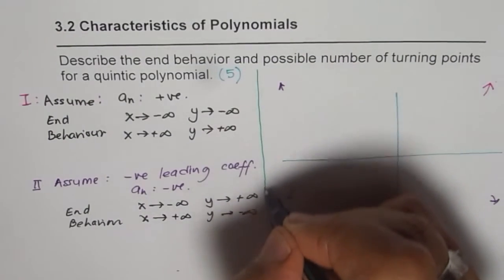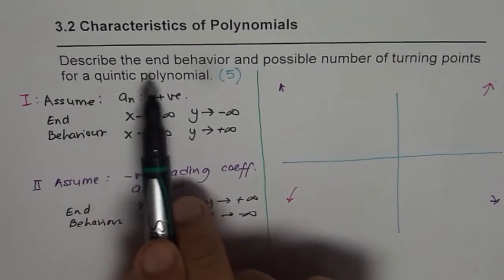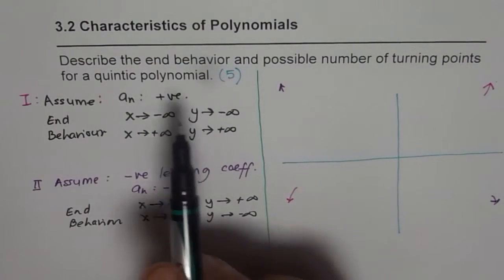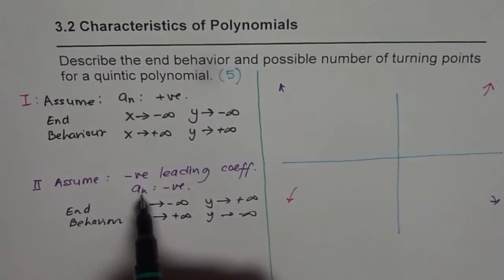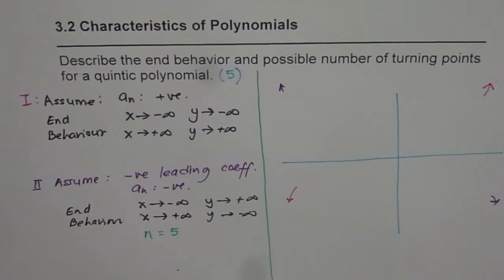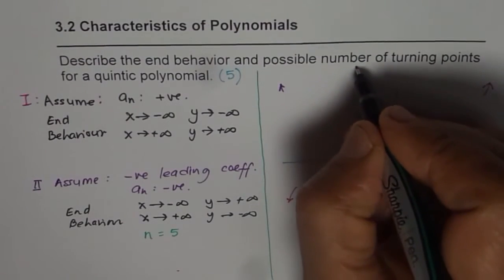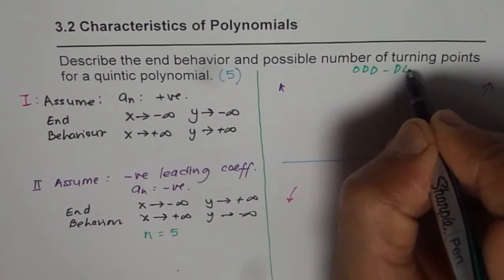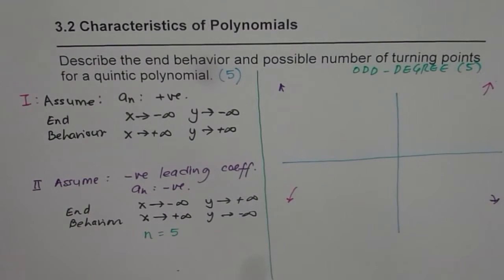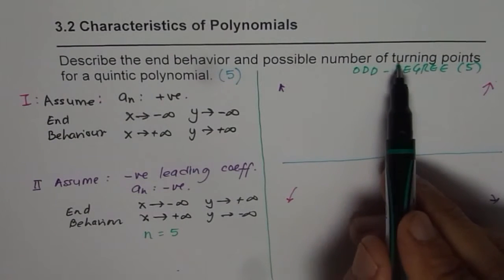Now, we have answered one part of the question, that is, describe the end behavior and possible number of turning points for a quintic polynomial. So we know we are talking about a5, so in our case, n equals 5, correct? We just discussed that in general for any odd degree, it is going to be the same. N equals 5 is odd degree, and that is what we are discussing. So we have an odd degree polynomial here, and degree is 5 for us. Now let us consider turning points.